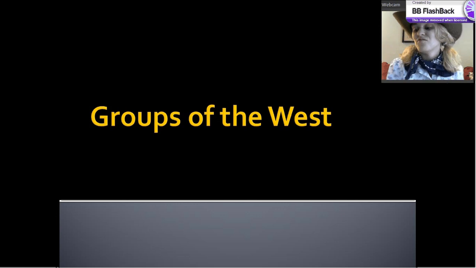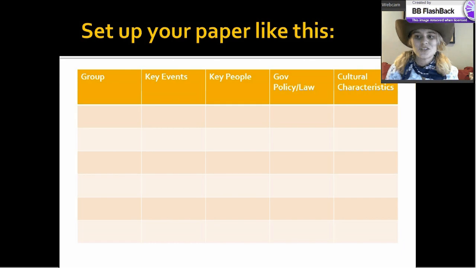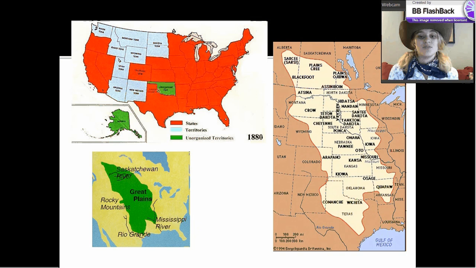Today we're going to be talking a little bit about the groups of the West and the people that were involved in the expansion of the U.S. out there. So what you need to do is make sure you've got your graphic organizer. It should look a little bit like this. The group names will be on the left side, and we're going to be able to talk about the key events, the key people, government policy and laws, and cultural characteristics as we're going through this today.